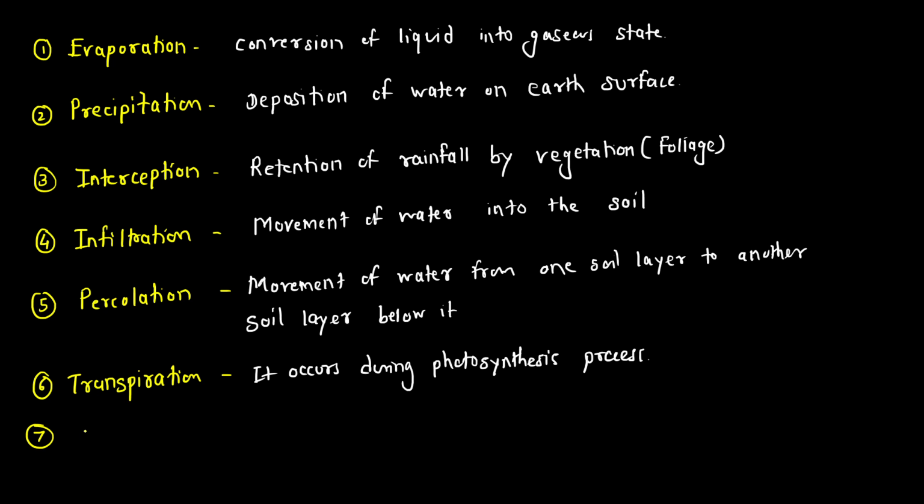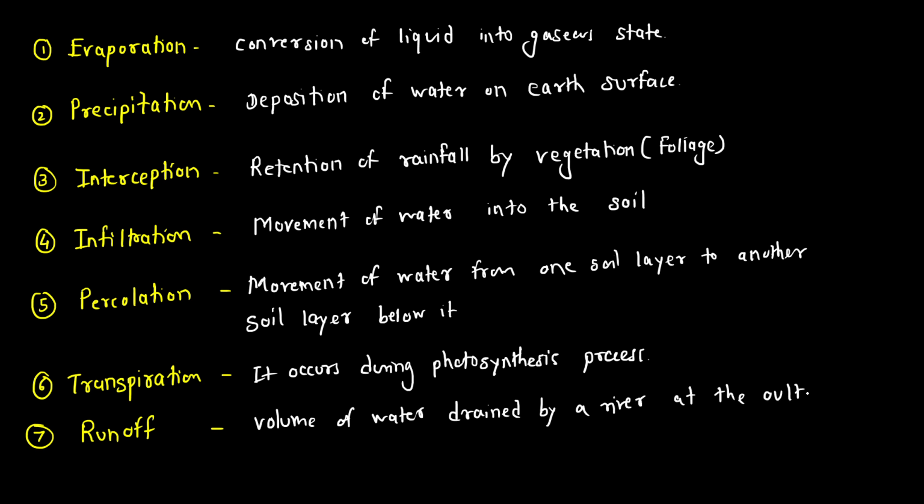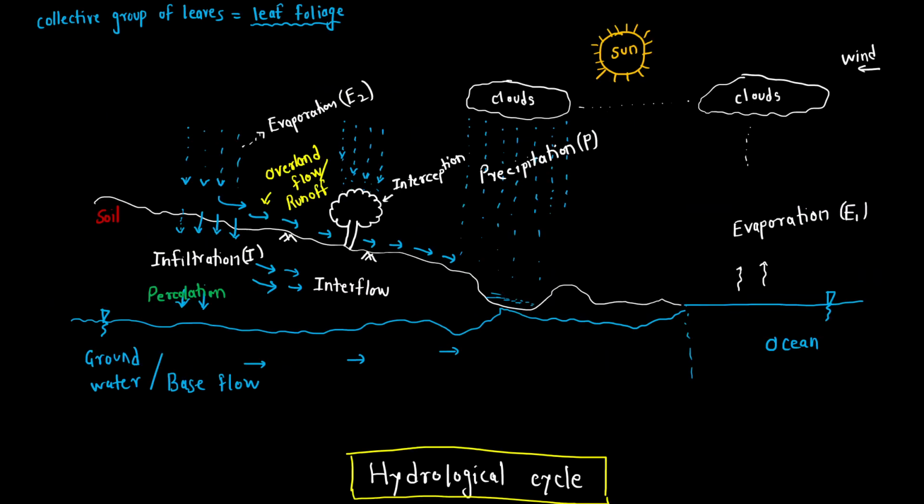Now the last one is runoff. Runoff is the volume of water drained by a river at the outlet. The definition says that whatever volume is given by the river at the outlet is called runoff. But if you want to understand it conceptually, try to come back to this main diagram.